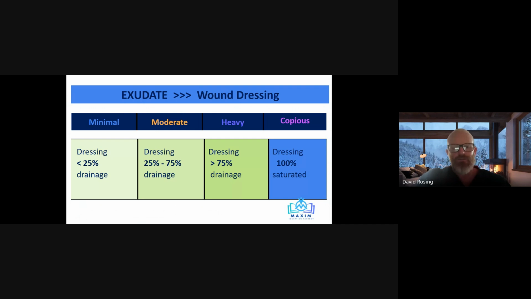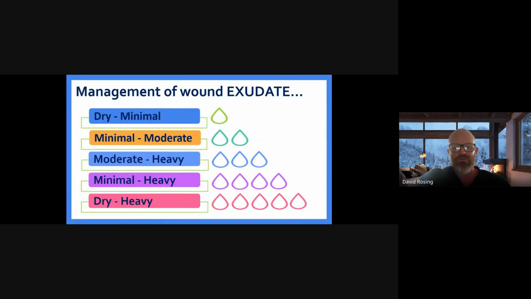So again, just to repeat: minimal, moderate, and heavy. Look at the dressing or ask the nurse. Less than 25% will be minimal. 25 to 75% will be moderate. Heavy is greater than 75%. And that will come into play with which you choose here. These little moisture marks will demonstrate where we're at.